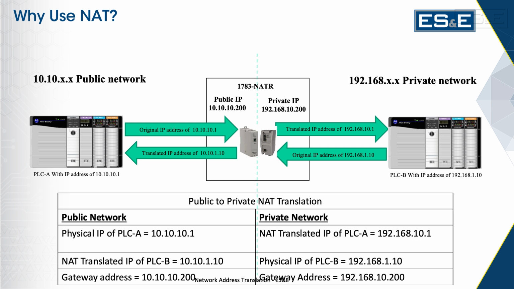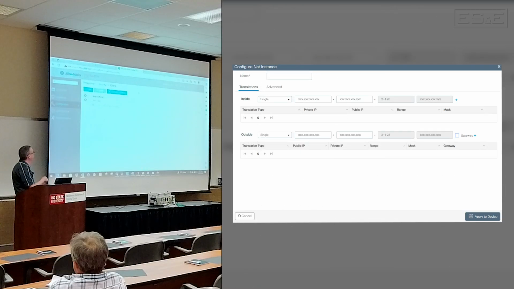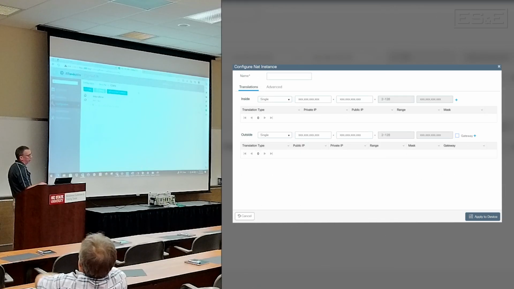So to add a translation table, this is just kind of an example to add a translation table for a NAT device. And it just goes through to tell you, hey, here's your translation rule. I'm translating the public IP or the private to the public, and add the rule. That's pretty much it. So it's pretty straightforward. There are some limitations. The NAT-R is limited to 32 translations and allows 5 advanced ports. And I'm actually on a Stratix 5800 switch.